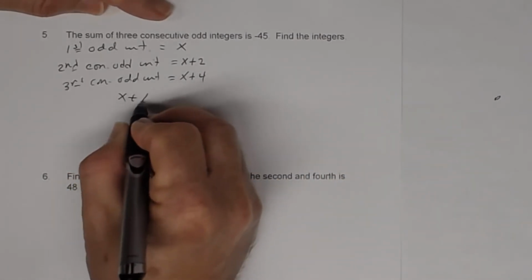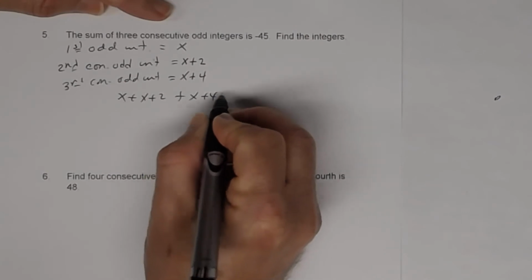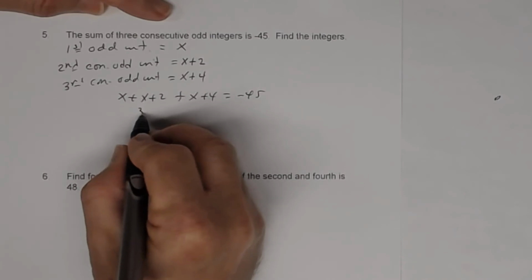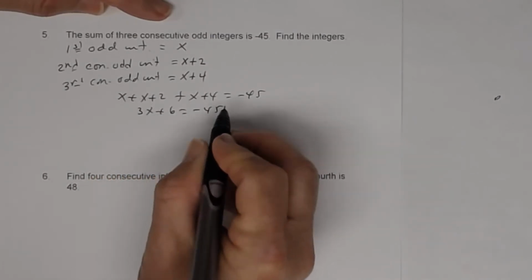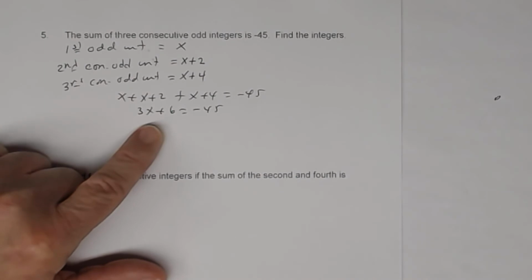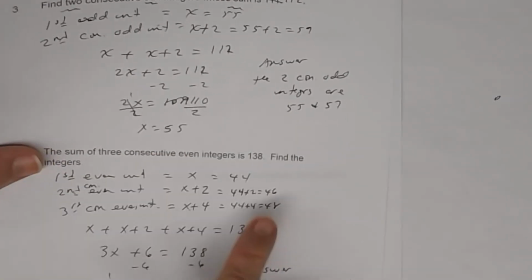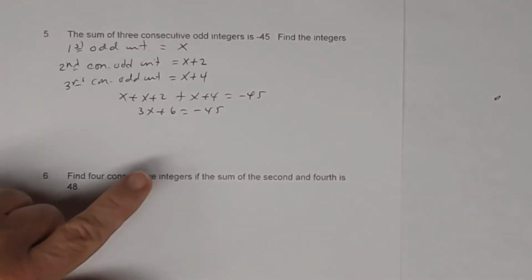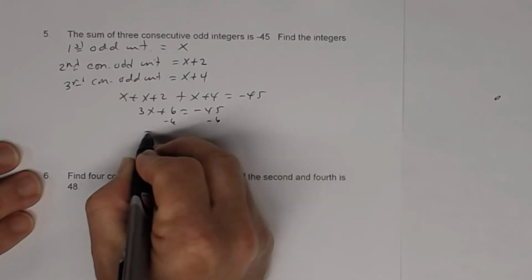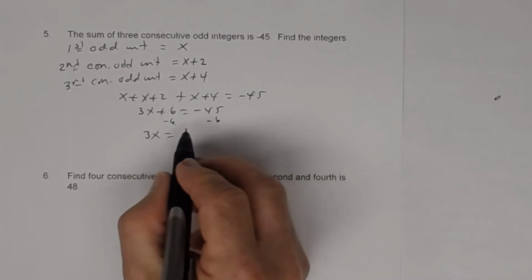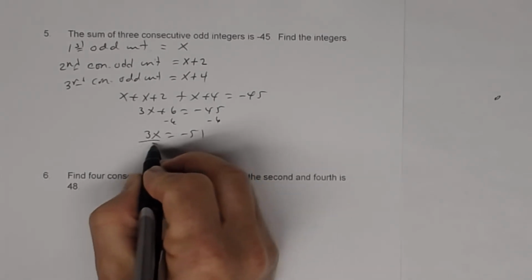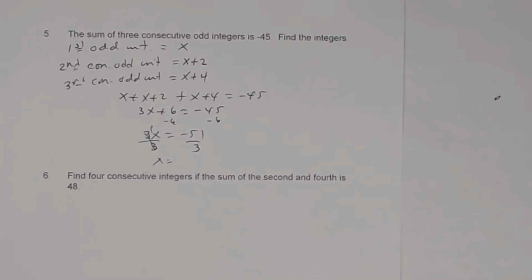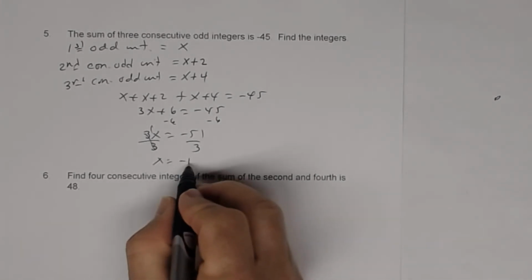So x plus x plus 2 plus x plus 4 equals negative 45. Combining like terms, x plus x plus x is 3x plus 6 equals negative 45. Note, 3x plus 6 is the same thing you had before. Subtracting 6 from both sides, I get 3x equals negative 45 plus 6, which is negative 51. Dividing both sides by 3, I get x to be negative 51 divided by 3, which is negative 17.